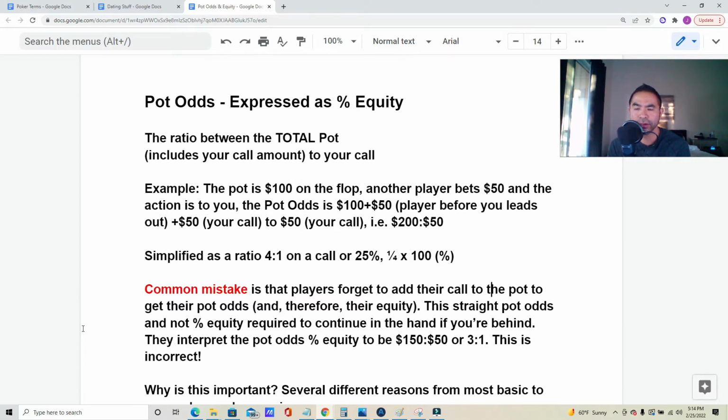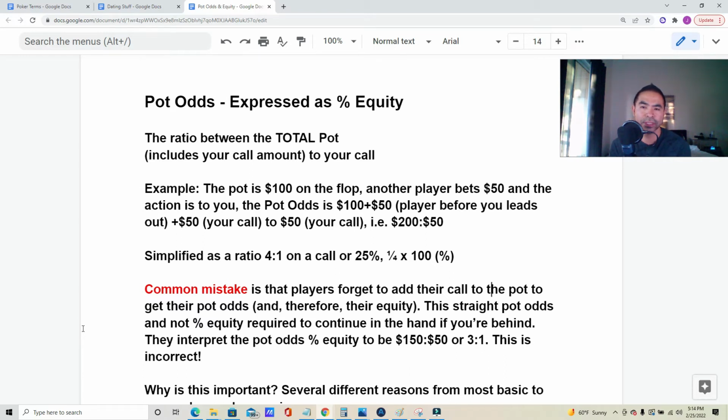Simplified as a ratio, it becomes 4-to-1, or to get your percent equity, you simply take your call and divide by the total pot. Simple as that. So as you can see here, you get 1 divided by 4, which is 0.25 times 100, which will get you your percent equity of 25%.